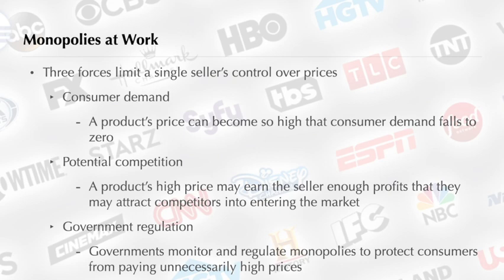The second condition limiting the seller's control is potential competition. A monopolistic cable company may make an enormous profit from an extremely high service price. At some point, however, these profits are high enough to attract other cable providers in the market, whereas high entry costs had kept competitors out at lower prices.